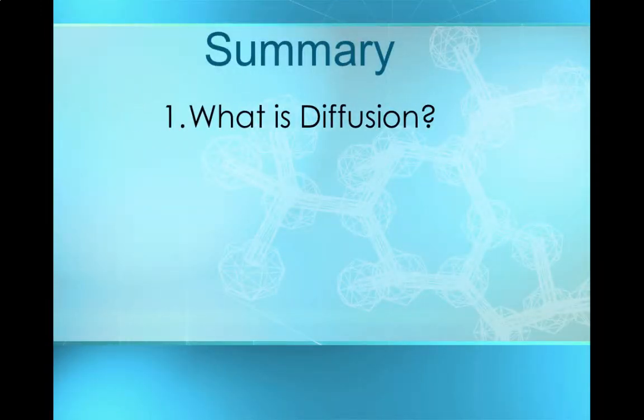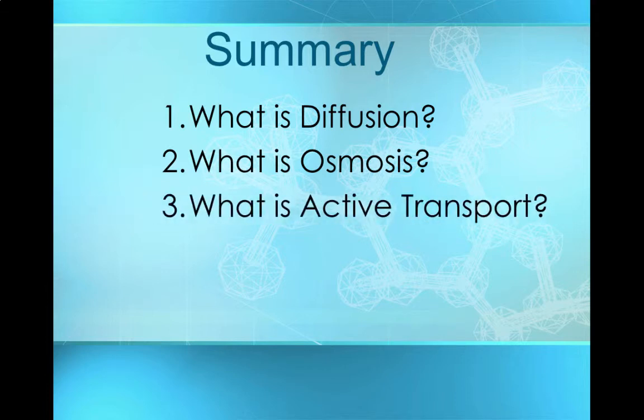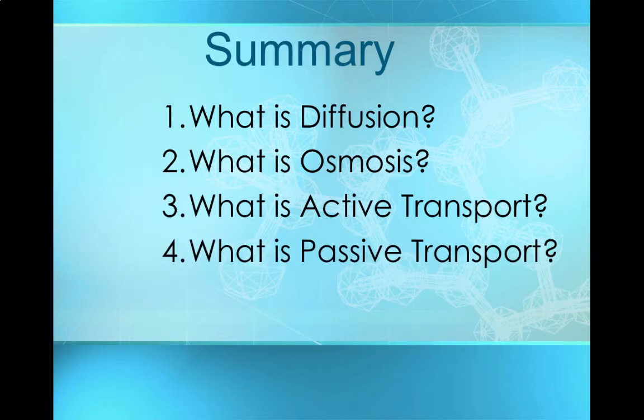Alright, so in summary, what is diffusion? Diffusion is the movement of particles across the membrane. What is osmosis? Osmosis is the movement of water across the membrane. Active transport is transport using energy. Passive transport is transport that does not require energy. It goes with the concentration gradient from high to low. Active transport goes from low to high.